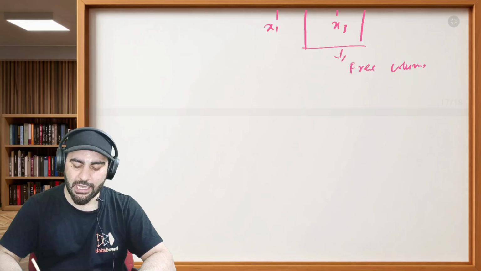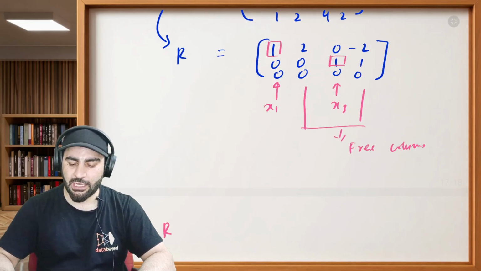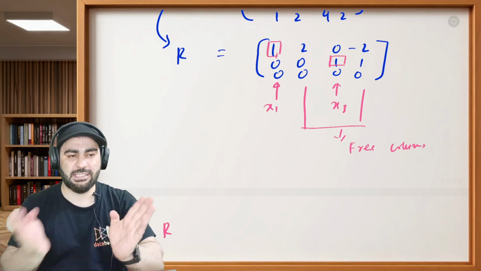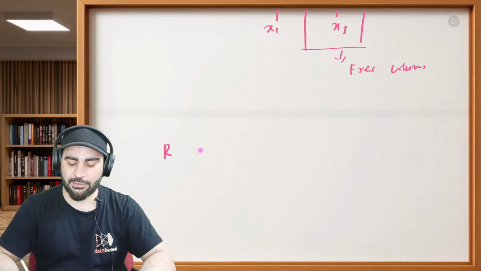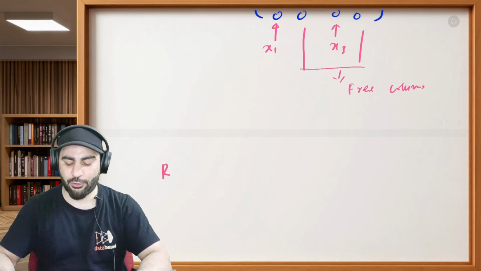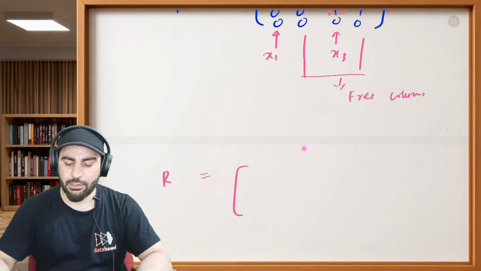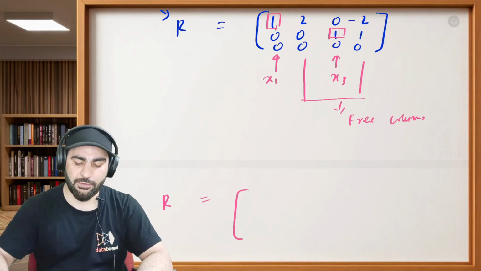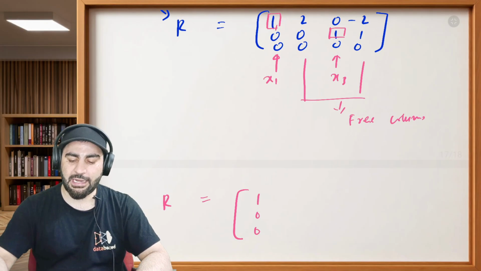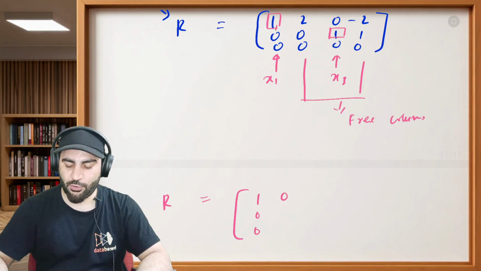So what I can do is I'll write this R. If you see this R over here, if I swap these variables for the time being, I can swap them back later on. So I can do something of this sort. R is equal to, so this is my first pivot column 1 0 0, and I'll bring the second pivot column over here, 0 1 0.